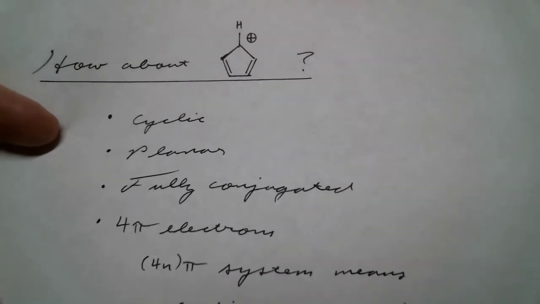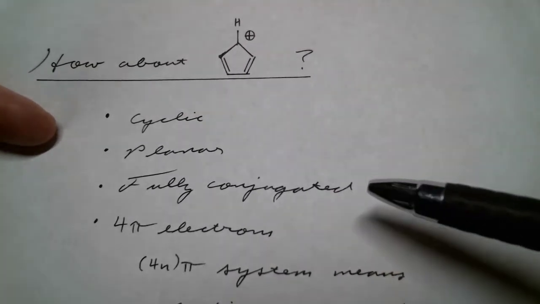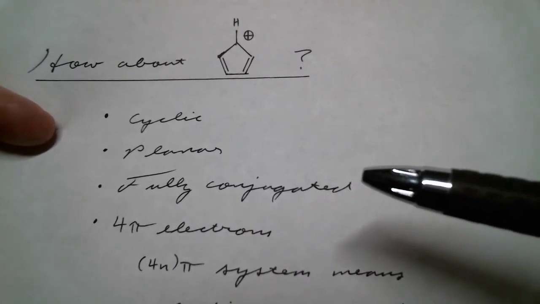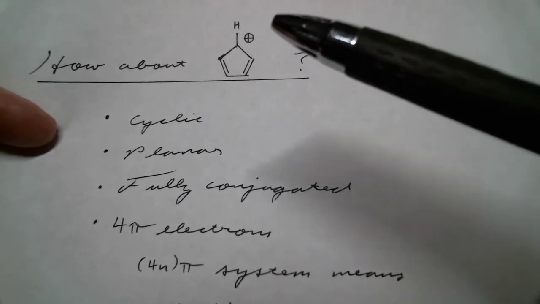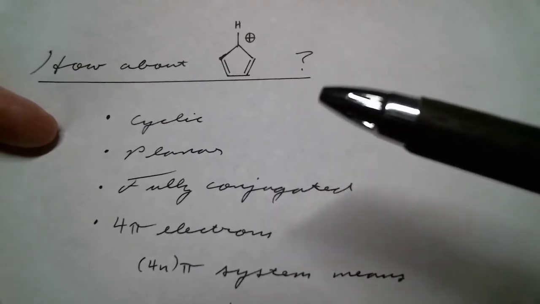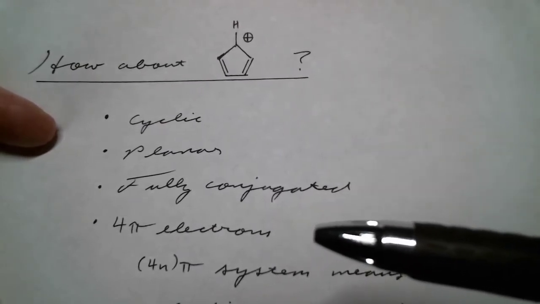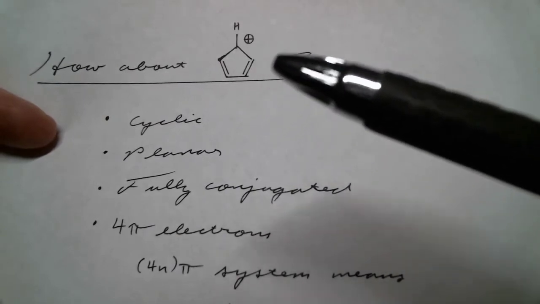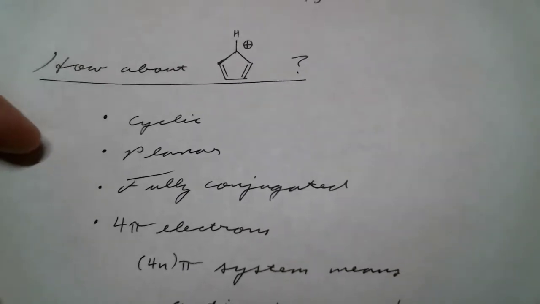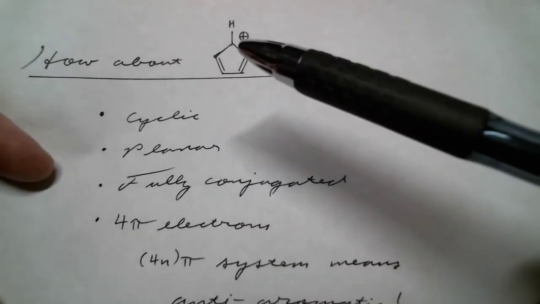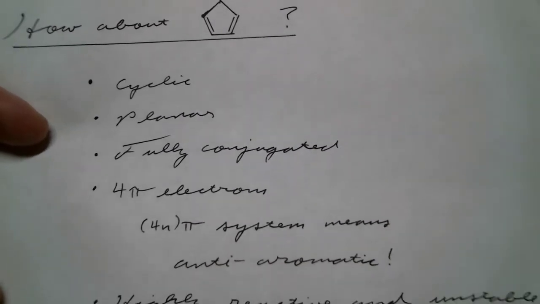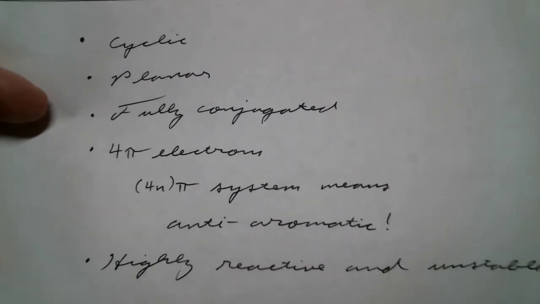Well, our cyclopentadienyl cation is cyclic, it's planar, it's fully conjugated. So those are the three criteria we need to meet before we can decide whether it's aromatic or anti-aromatic. How many pi electrons are in that cyclic, planar, fully conjugated cyclopentadienyl cation? Well, there are 4 pi electrons, because there are 2 electrons in each of these double bonds, and so 2 times 2 is 4. There are no electrons in this empty p orbital that has the formal positive charge in this Lewis structure that's drawn for it. So that makes it a 4n pi system, which means it's anti-aromatic.